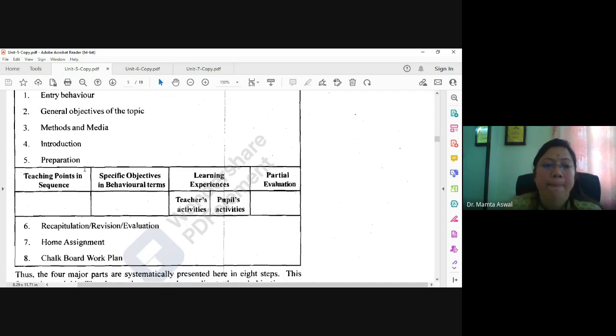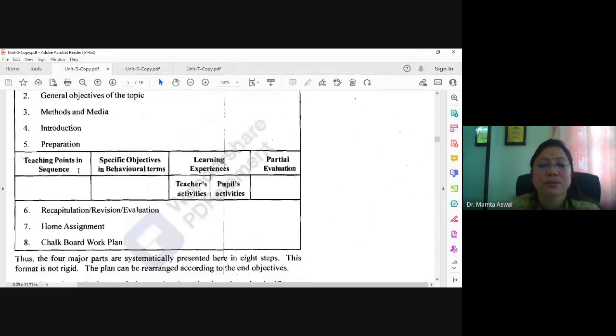Then preparation. After preparation, you can divide this into four parts. This is just a format. It is not a fixed format. You can change it according to your requirements. Then the teaching points. For example, under chlorophyll: first point, meaning of chlorophyll. Second point, characteristics of chlorophyll. Third point, and in that sense, you can divide this.